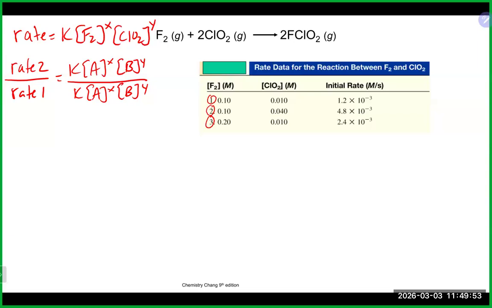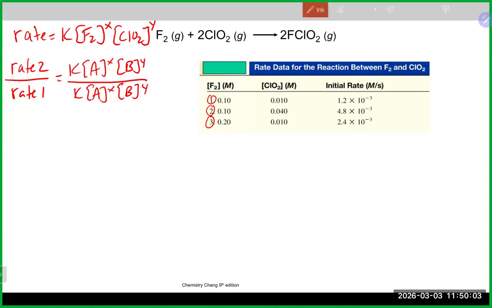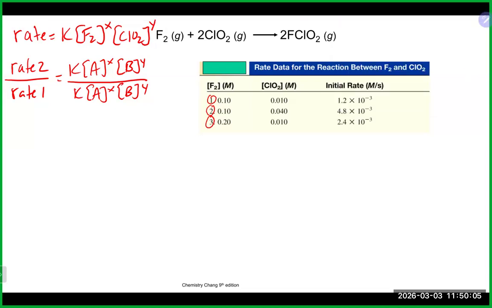Everything on the right-hand side is just all the information from the table that you're going to pop in there. So let's take a look at this if we want to figure out the orders. The first thing I'm going to do is go to my table and find two entries where one of the concentrations remains the same. You can probably clearly see that experiments 1 and 2 will achieve that for F2. The concentration of F2 stays the same in experiments 1 and 2, and it varies in ClO2. So I'm going to look at experiments 1 and 2.